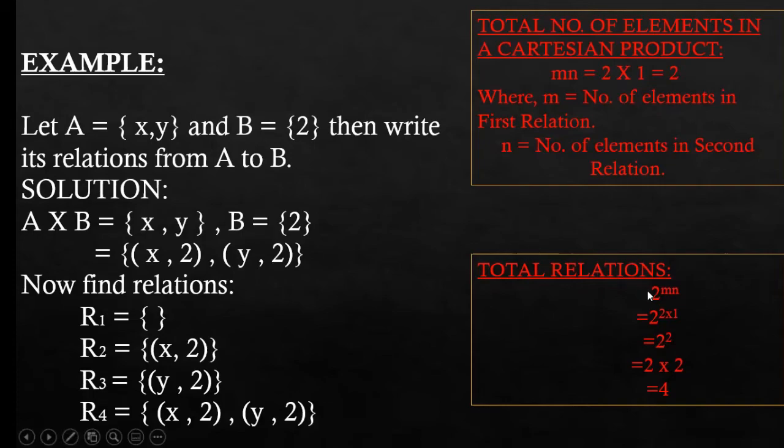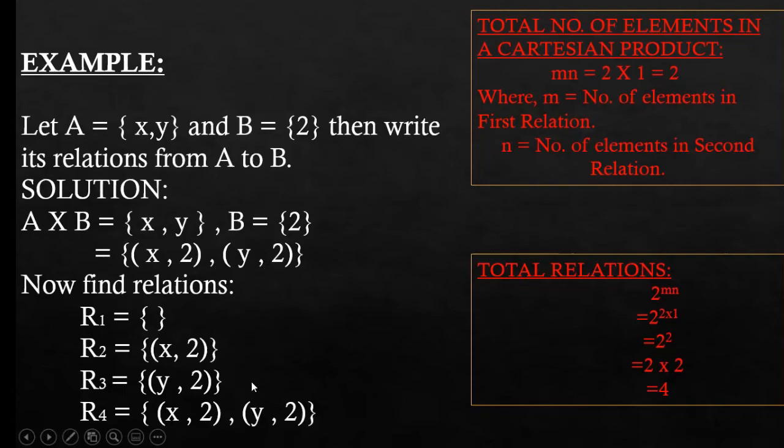M is 2 and N is 1. So 2 multiplied by 1 is 2. 2 twos are 4. So four relations are going to be made through this Cartesian product. First relation is always a null set. Whenever you are required to find out the relations, the first relation is always a null set. The second relation is the first ordered pair and the third relation is the second ordered pair. And in the fourth relation, we have written down both the ordered pairs.